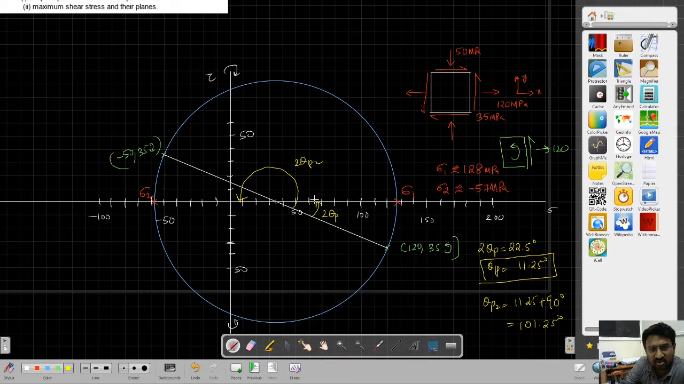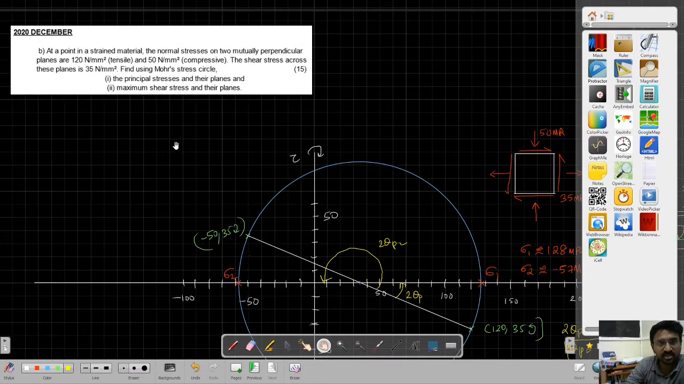You can measure this also. Basically, what we have to do is 180 plus 22.5, which gives this angle, and divided by 2 it gives 101.25. That is also another way of doing it. So we have found the 2 principal planes.